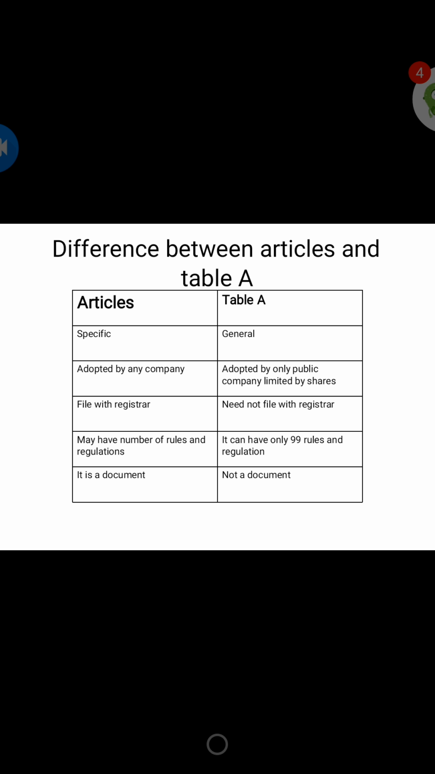The next is the number of rules and regulations. Articles have no restriction, because you are going to prepare your own articles. But Table A is general and already given at the end of the Companies Act, so it has a model set of 99 rules and you should have only that much. The next is that articles are a document, prepared along with the memorandum of association and filed with the registrar at the time of incorporation. But Table A is not a document. It is a general thing that is given. It is not prepared by the company, but it can be followed by the company, which is a public company limited by shares, and it is given at the end of the Companies Act.